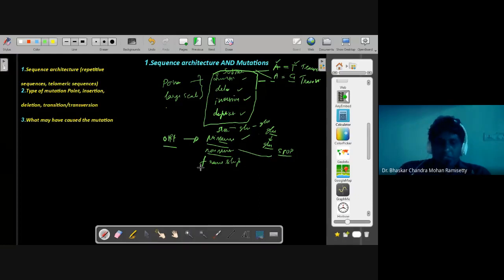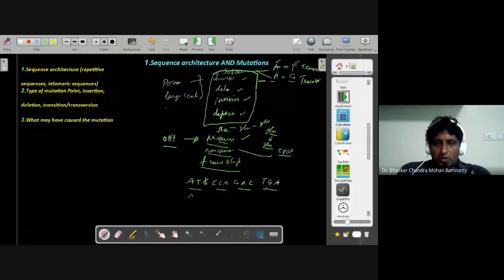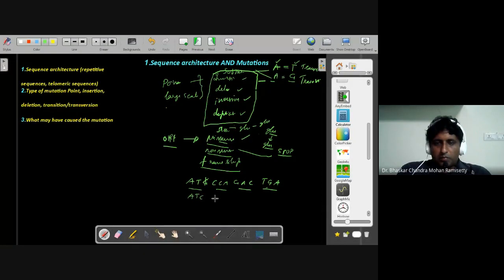There are frame shift mutations. I think this will take a longer time, but let's see. So here I quickly drew 3 sense codons, and this is a stop codon. So assume that this is a small open reading frame. If I delete this, now the codon reading would be like this: CC, ATC, ACG, ACT, GA.